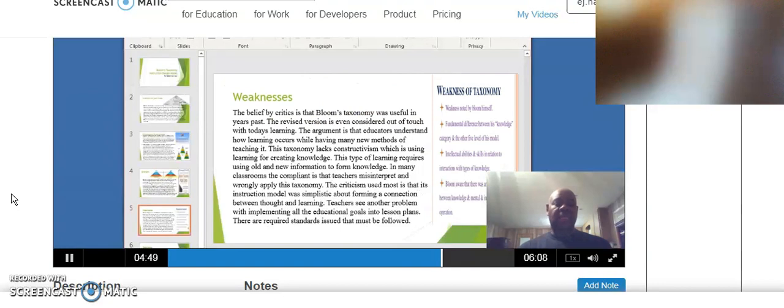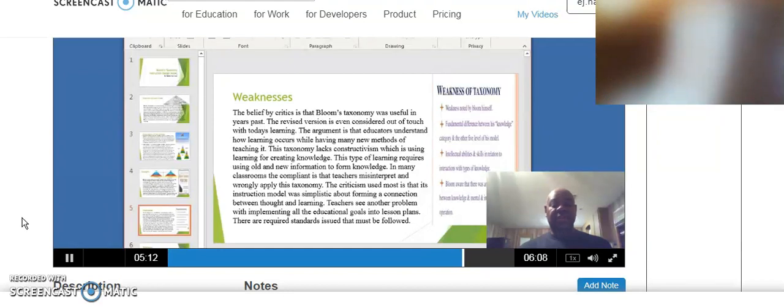The weaknesses. The belief by critics is that Bloom's taxonomy was useful in years past. The revised version is even considered out of touch with today's learning. The argument is that educators understand how learning occurs by having many methods of teaching it.